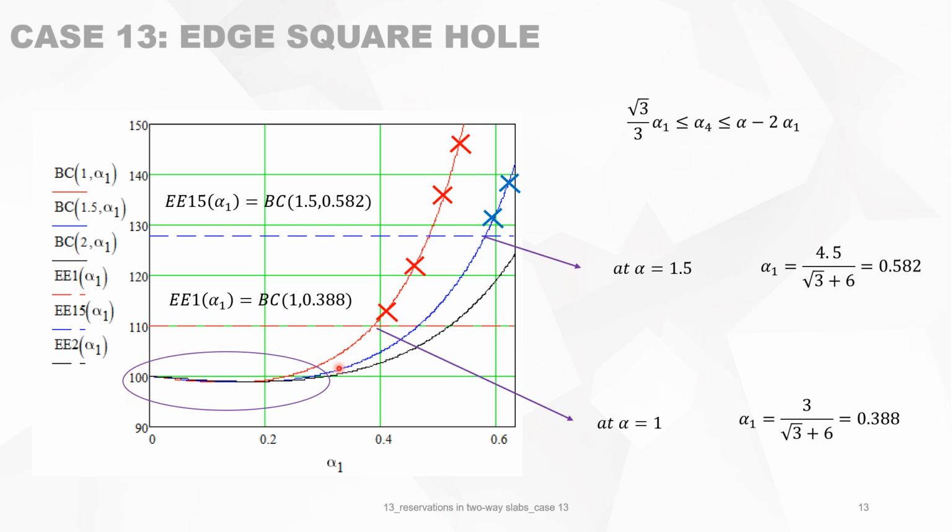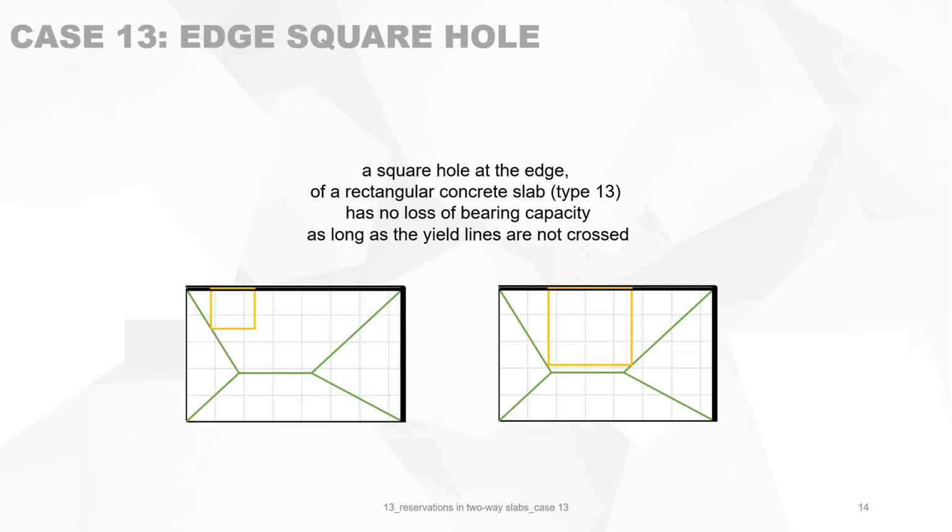Something that we notice is that from a certain value of alpha 1, between 0 and 0.3 or something like that, the bearing capacity is not changed or barely changed. So that's nice to know. In all other cases, the bearing capacity increases instead of decreasing. So a square hole of type H13 has no loss in bearing capacity as long as you stay within the yield lines.